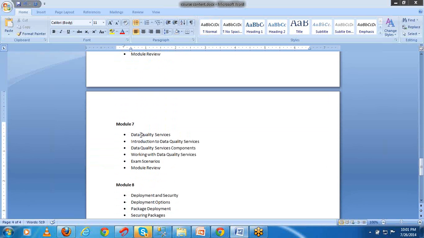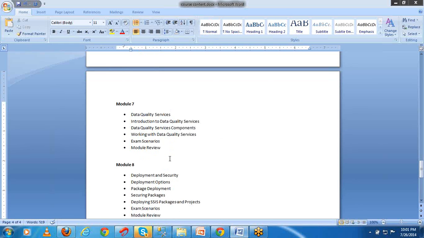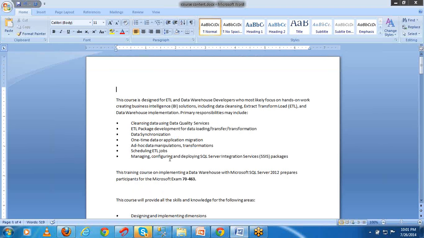Coming to Data Quality Services, these are about SQL Server 2012. So we'll introduce this, show some examples and give some exam scenarios. Then deployment and security: how to deploy, how to provide security, and what the different options for deploying are. These are the modules. Okay.